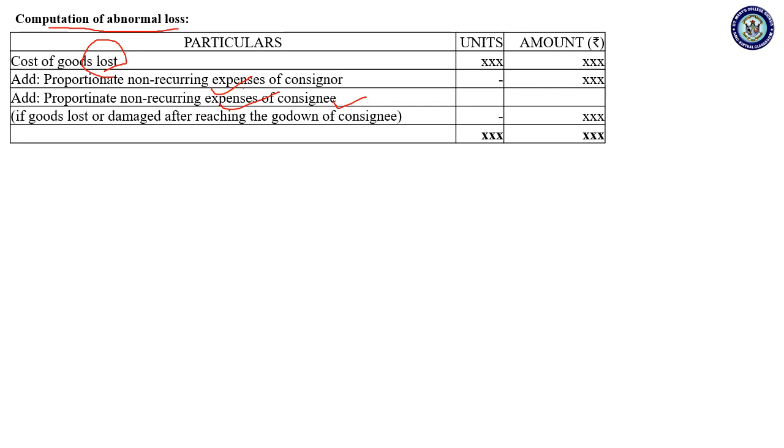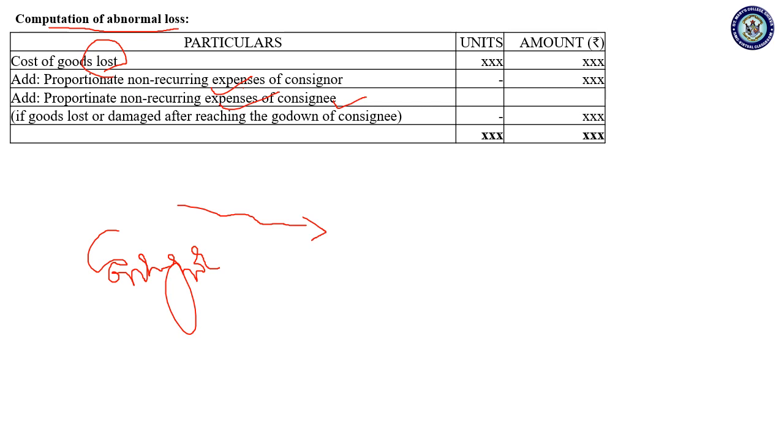Before that, you have to know the consignee is not liable to pay the expenses in some cases. For example, if the goods are in transit, they are with the consignor only. The consignee has yet to receive the goods. So it is still in transit, it is moving. At that time, only the consignor's non-recurring expense is taken.